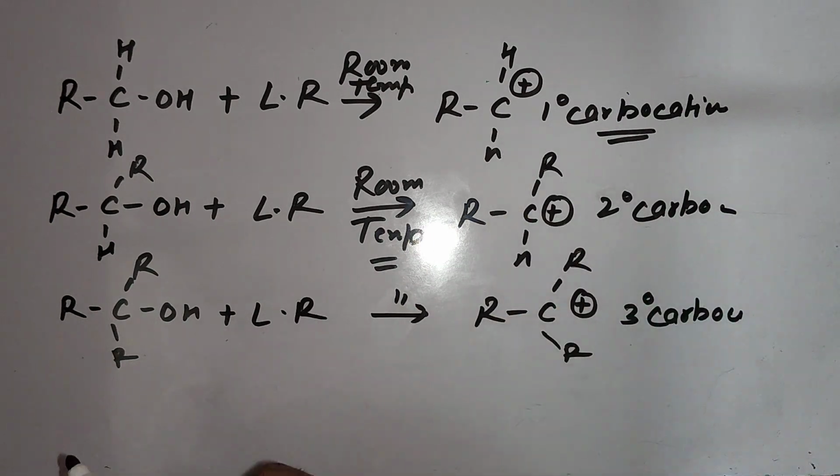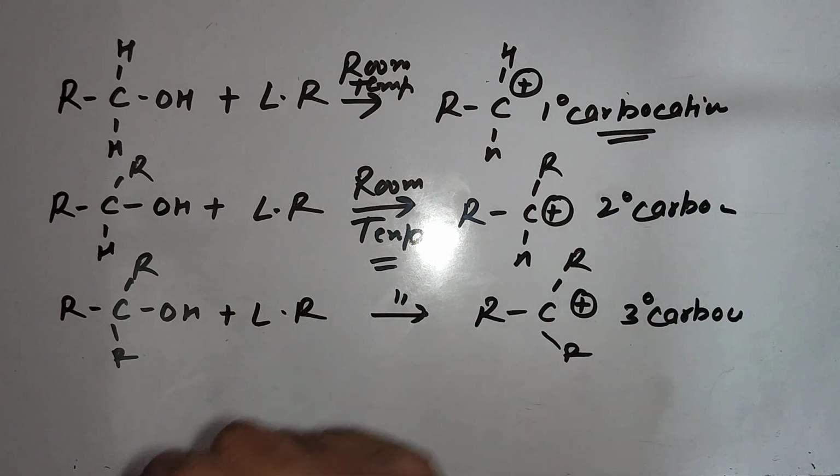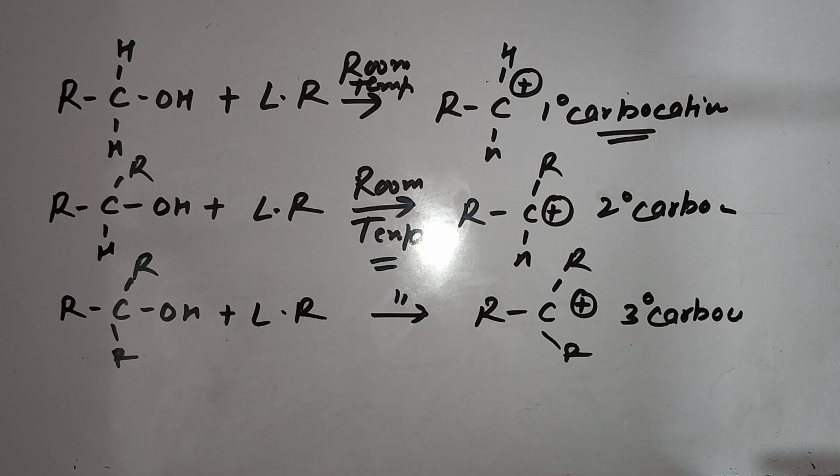So in this way, by checking timing for the generation of turbidity, we can decide our alcohol is 1 degree, 2 degree or 3 degree. If you want to understand mechanism, go for the Groove's process, same mechanism we have for Lucas reagent. That's it. This is the end of the video.